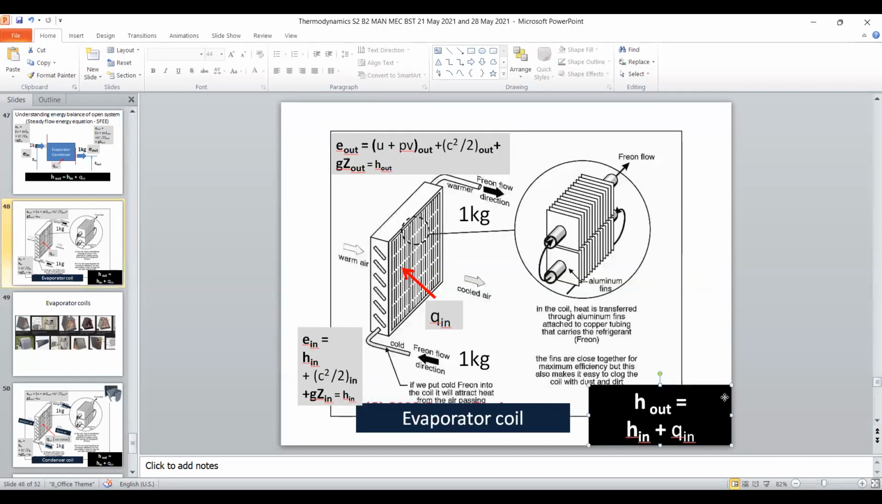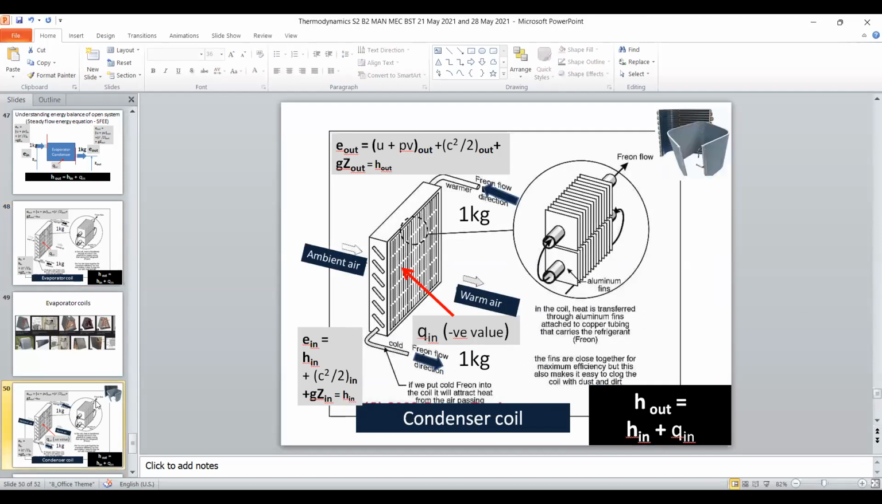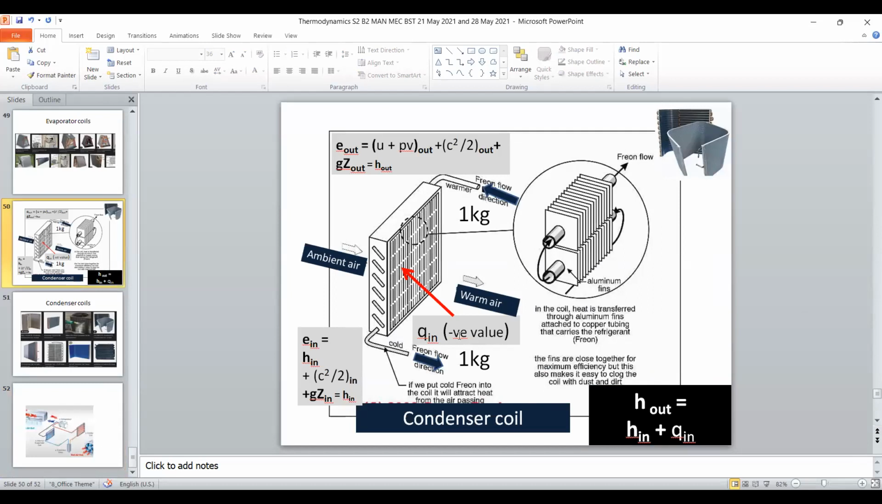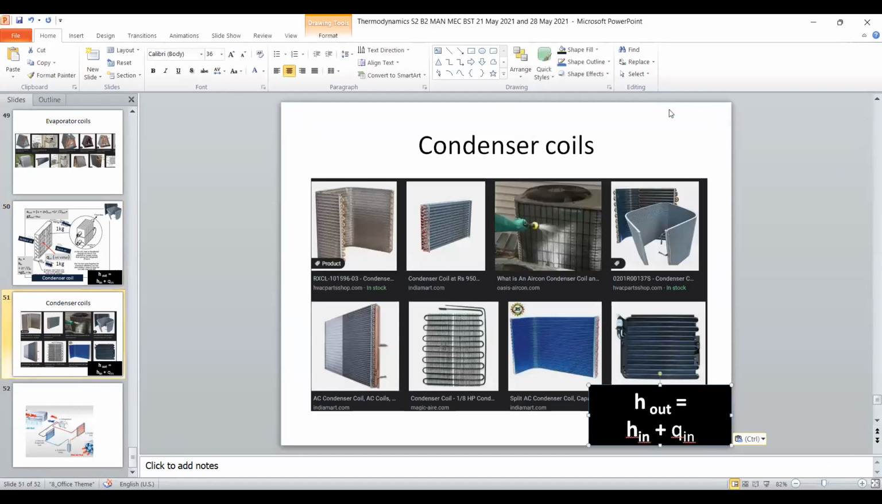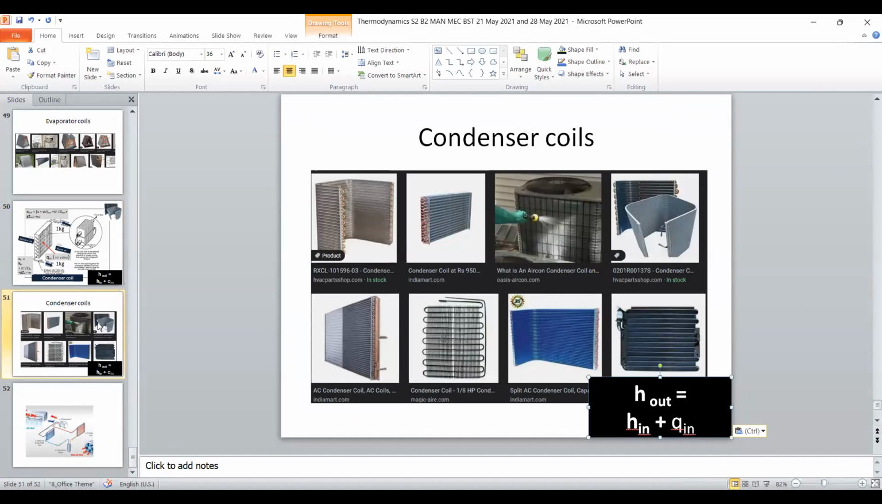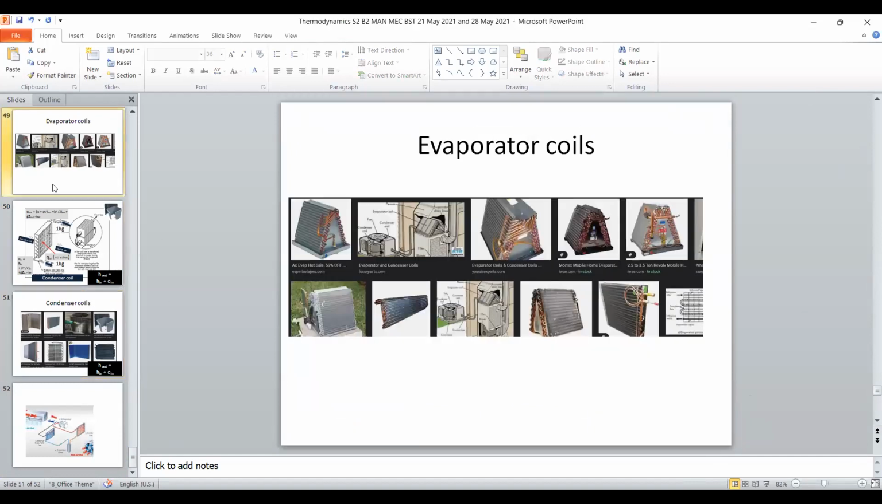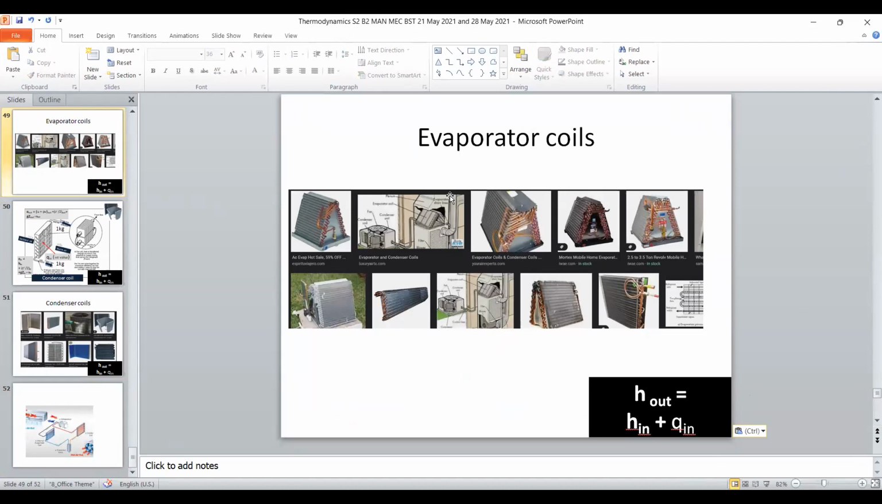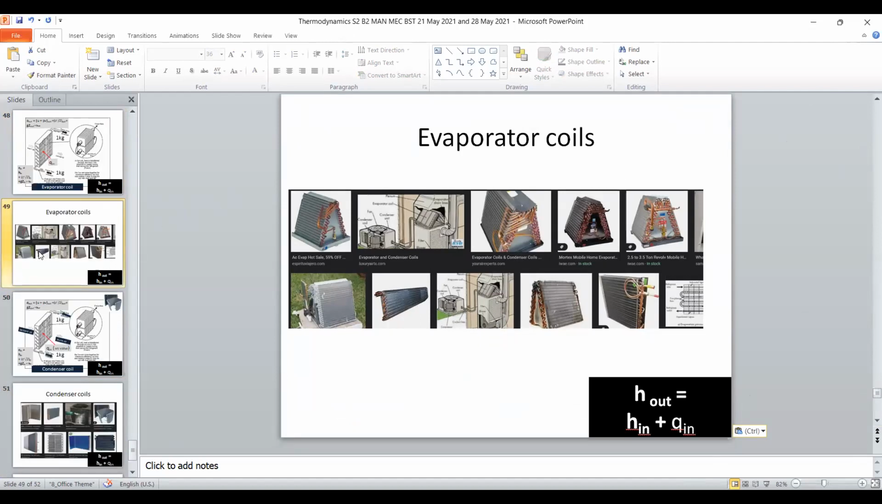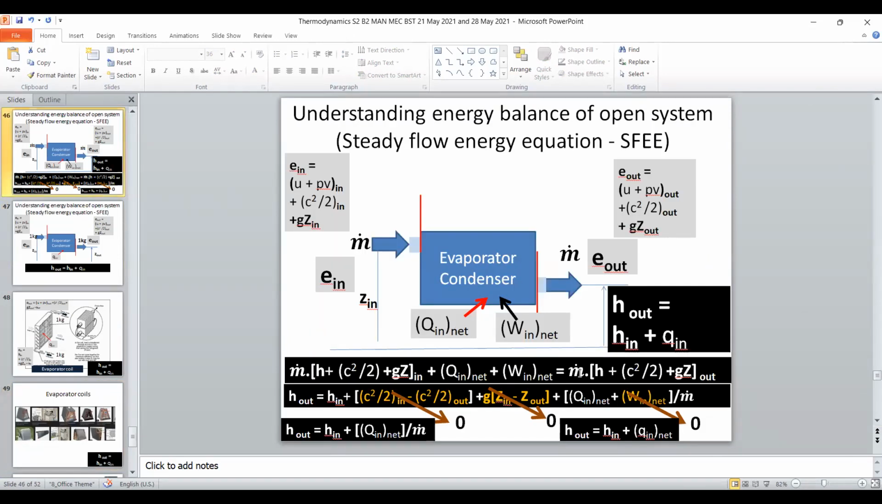Same energy balance equation. Condenser: Q in is negative. That's all. Evaporator coils, again the same. See.